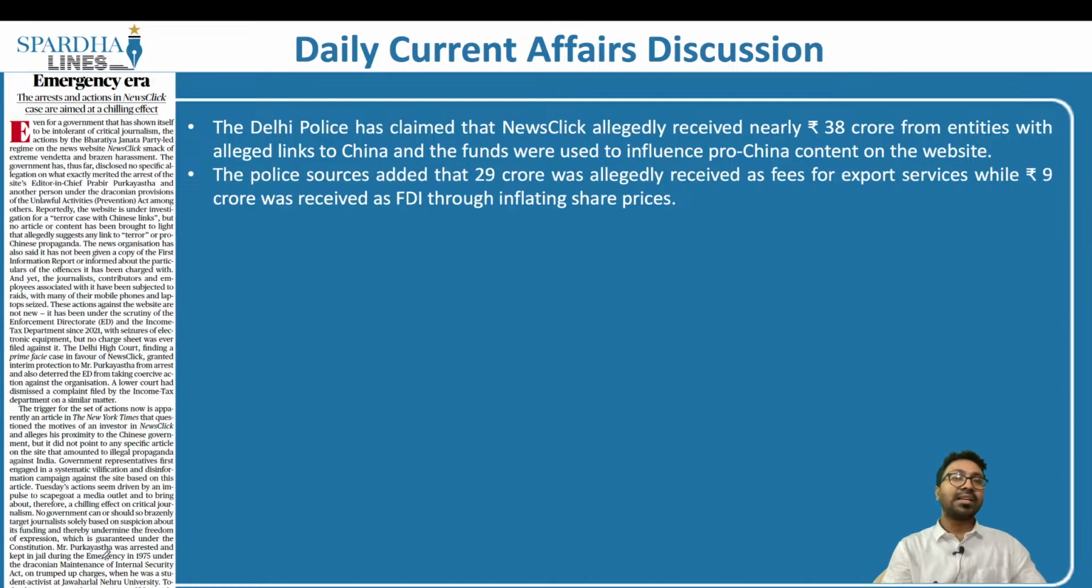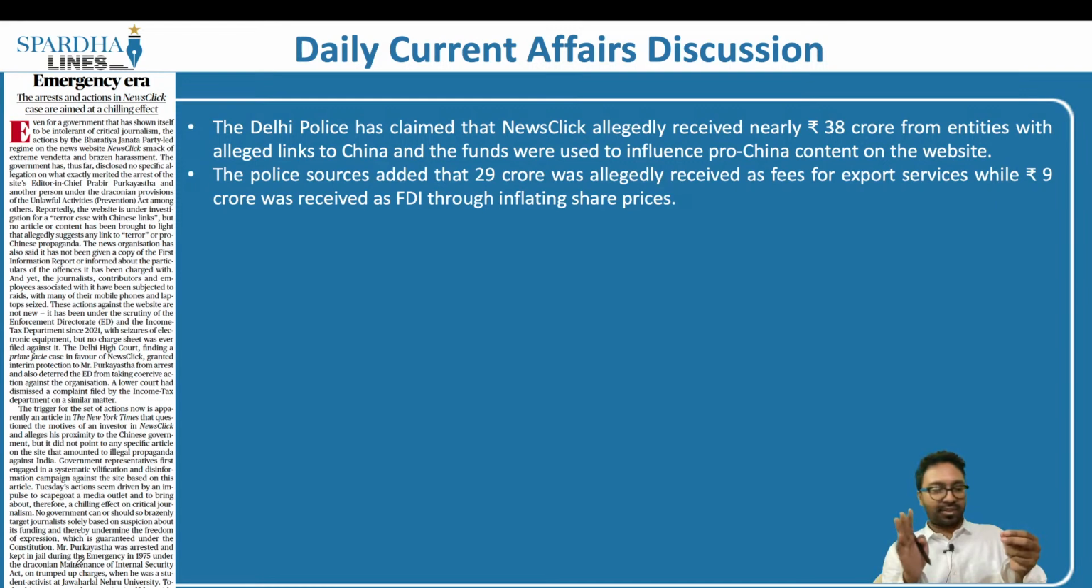This article says, emergency era. The arrest and actions in the NewsClick case are aimed at a chilling effect. What is this article all about? Recently, the founder of NewsClick, one of the websites which is into current affairs, giving news to the people, was arrested. Why was he arrested? That is because there was an article written by one of the newspapers in the United States of America that NewsClick, as a newspaper and as a website, was getting funding from the Chinese and they were influencing a certain outcome in India.